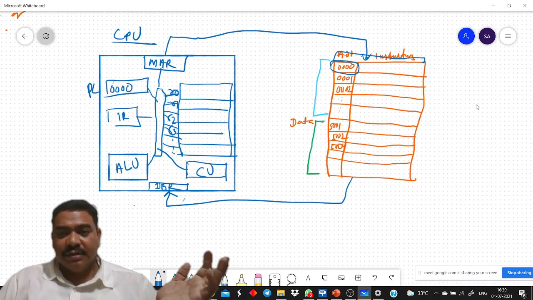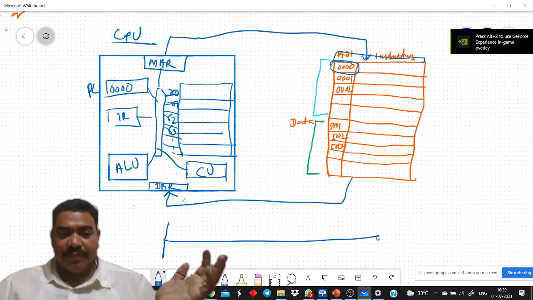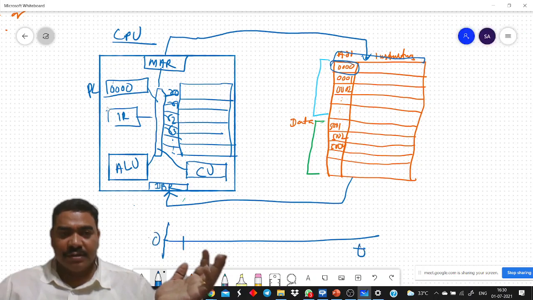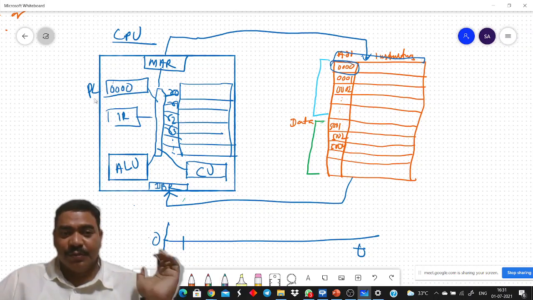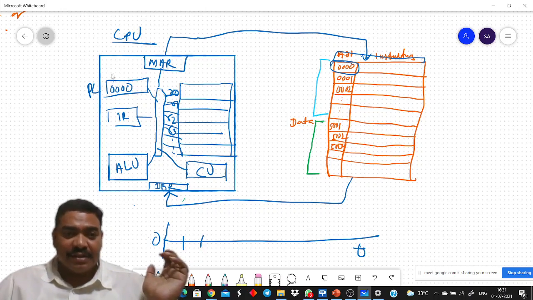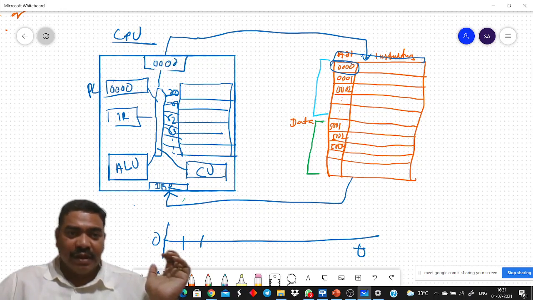Okay, so let's see the clock pulses. This is the timing diagram. At time T equals 0, the first clock pulse, the PC gets the address of the first location, 0000. In the next clock pulse, this 0000 will be loaded to the memory address register, and the program counter will become 1, because it is a program counter. And this location will be set.